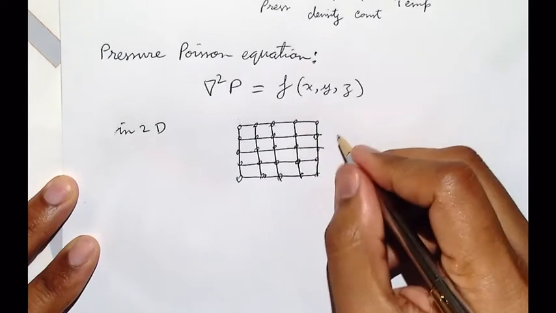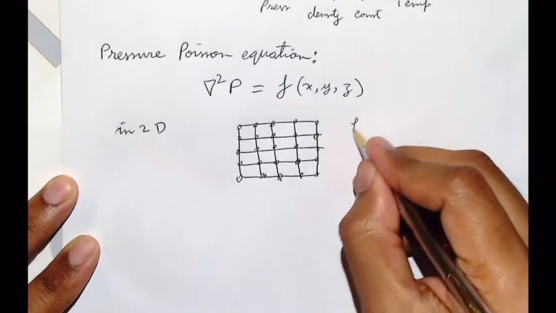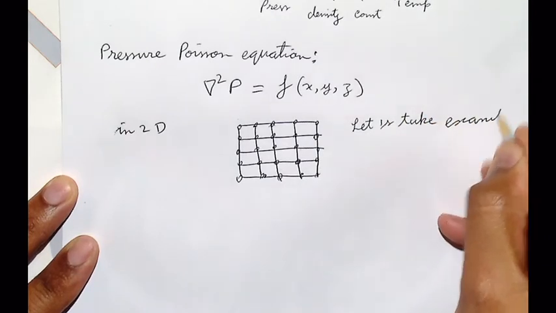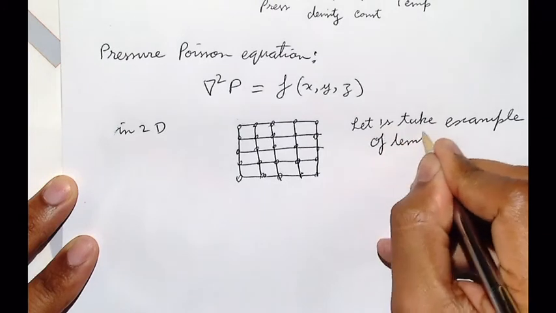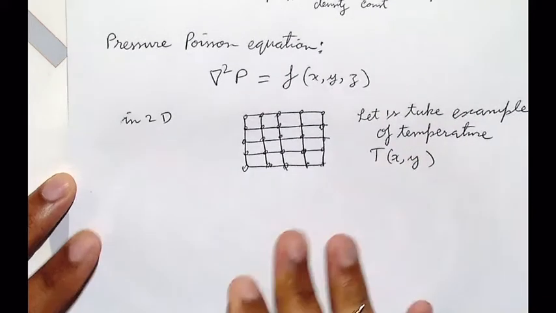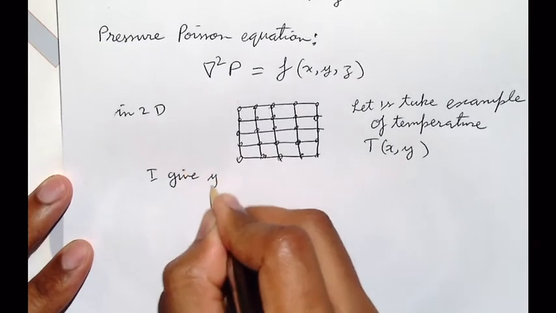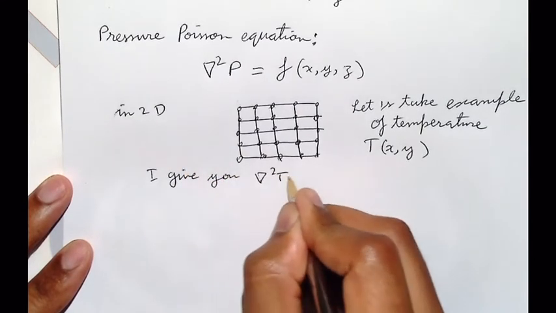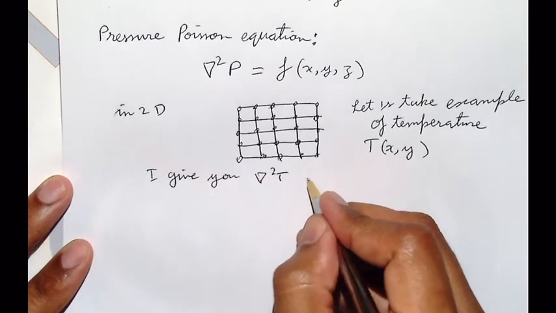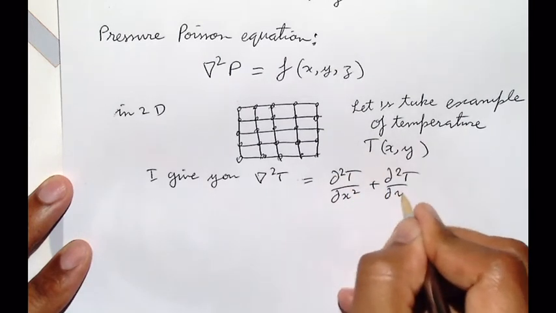So let's see. Let's take temperature, an example of temperature, T(x, y). I give you del 2T equals lambda squared T, which is just del 2T over del x squared plus del 2T over del y squared.